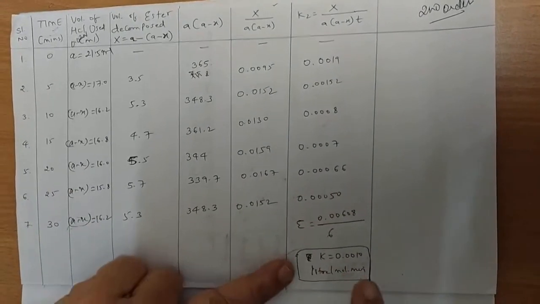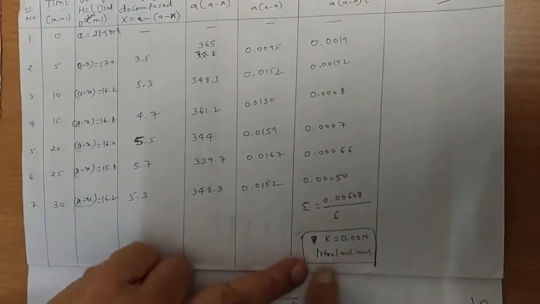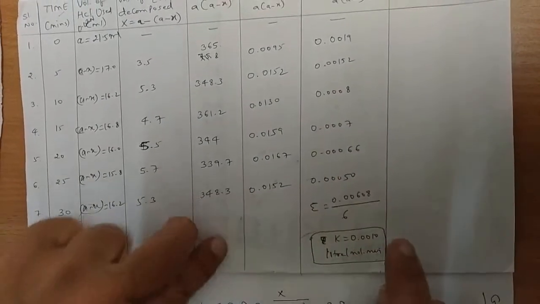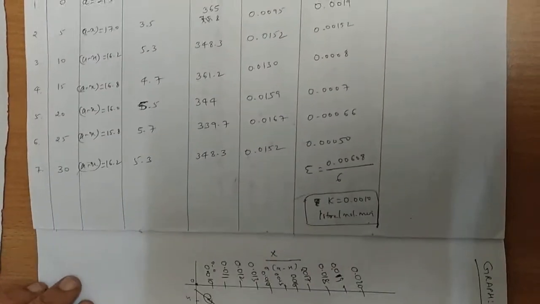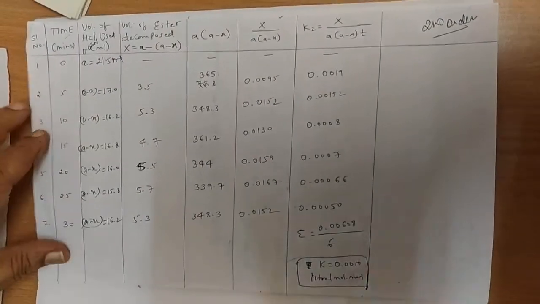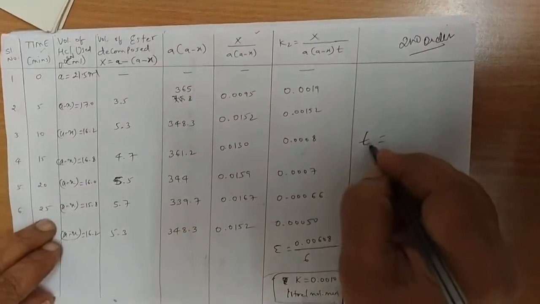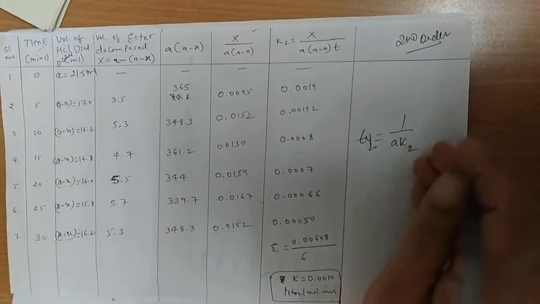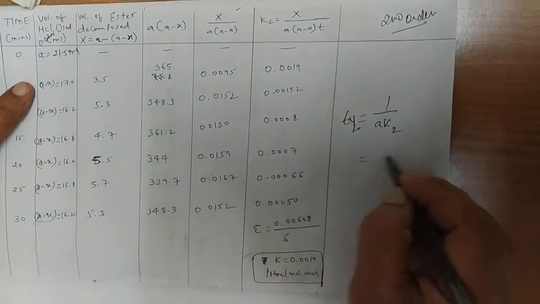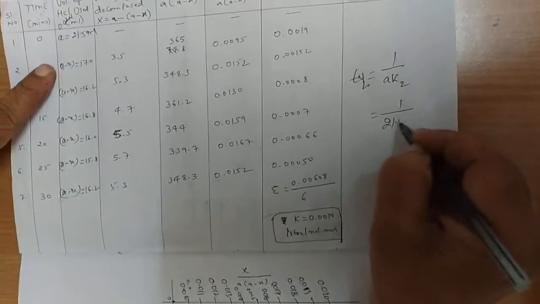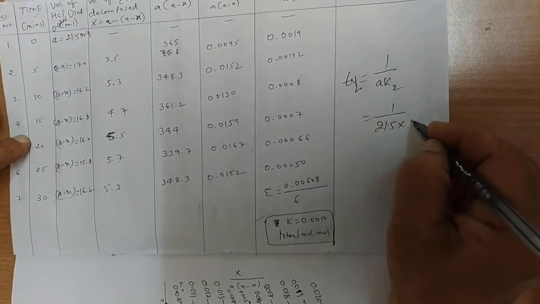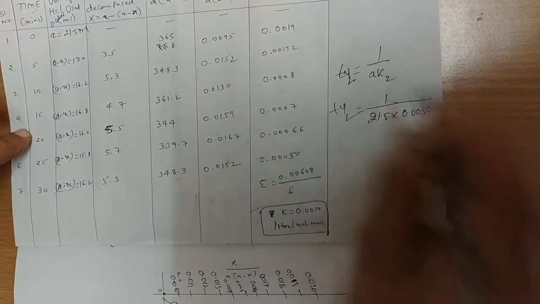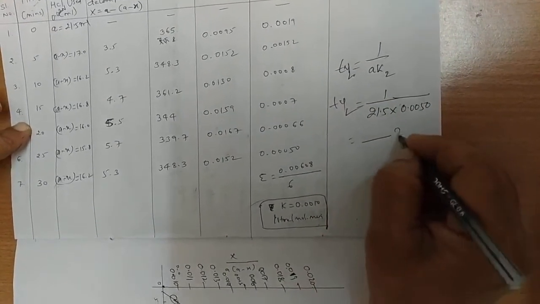That sigma value is the rate constant for second order, which is given in liters per mole per minute. Then here you can calculate the t half also. The t half is given as 1 by a into k2. The value of a is around 21.5, into k2 you can take 0.0050. This value will give you the t half, which will be in terms of minutes.